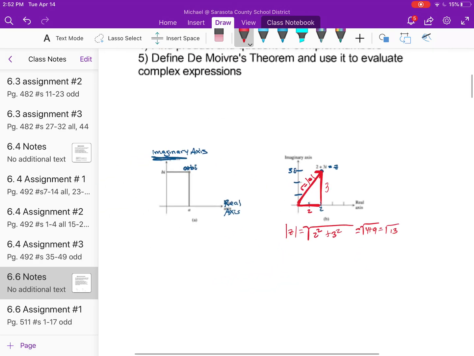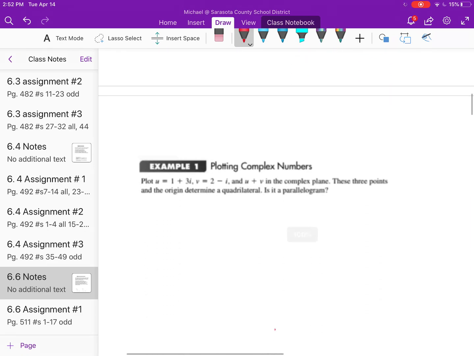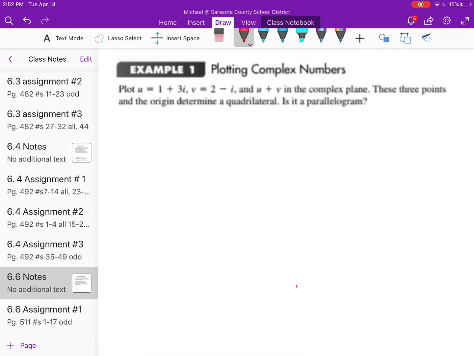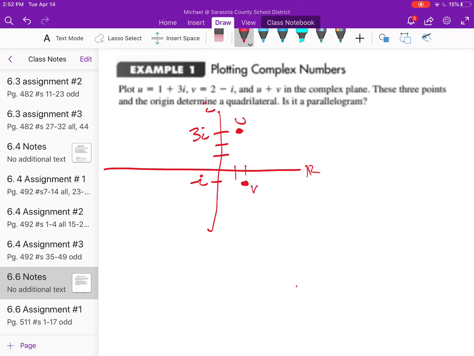So let's go ahead and continue with a little bit of plotting complex numbers and kind of just show one little extra tidbit to it. So it says we want to plot the following. 1 plus 3i, so positive 1, and 1, 2, 3i. So that would be my point U right there at 1 plus 3i. So there's our real axis, and here is our imaginary axis. We want to plot 2 minus i, so 1, 2, and minus i would be down there. So there's V.